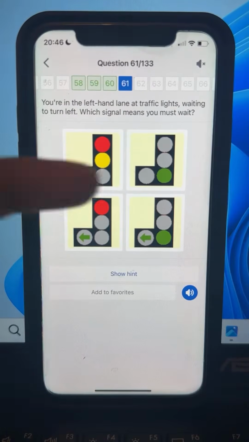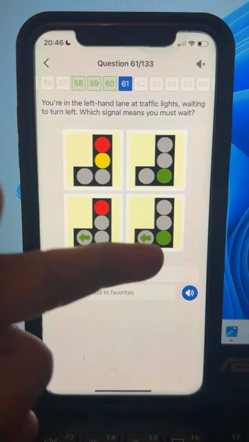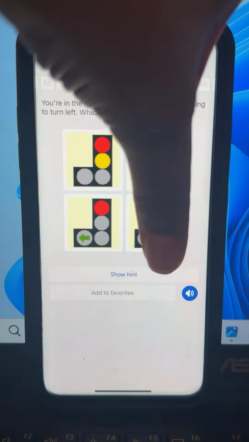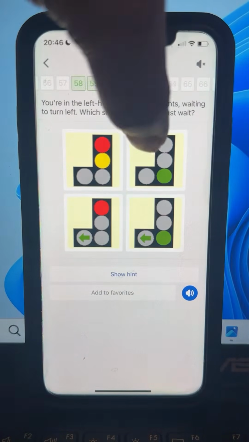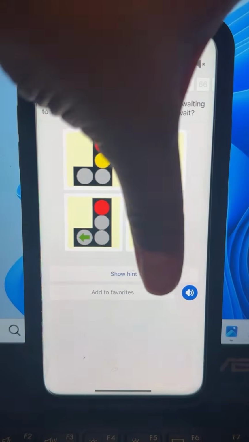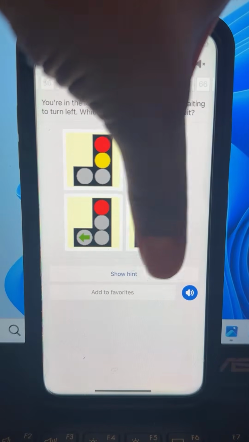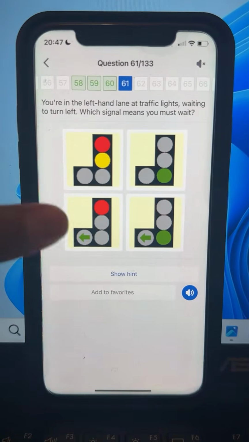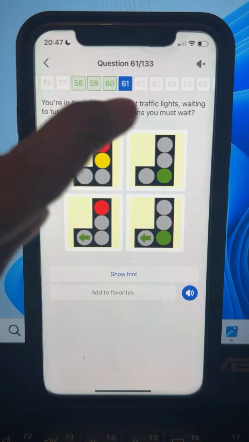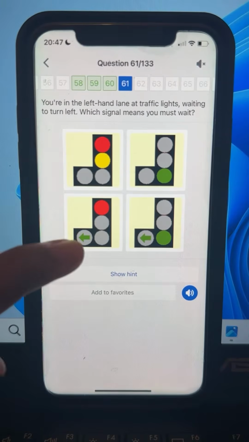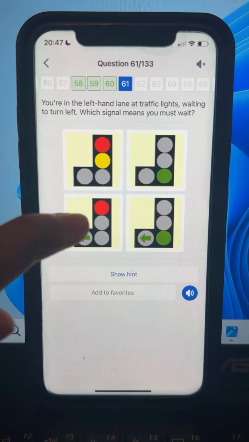Good. So these two greens, we are not going to cover them because they mean go. B and D are wrong because they don't mean wait. They mean go. The answer will be either A or C. But read the question. You are turning left. You're waiting to turn left. So this arrow is telling you go. If you are turning left, you should be going. This one means go as well.